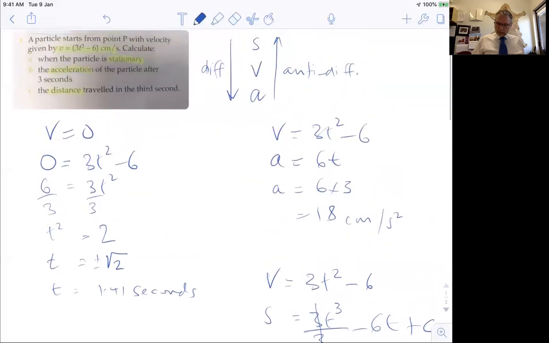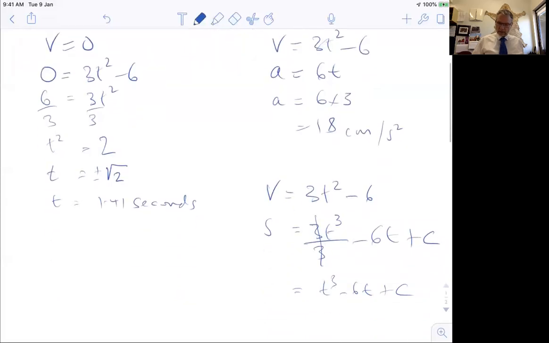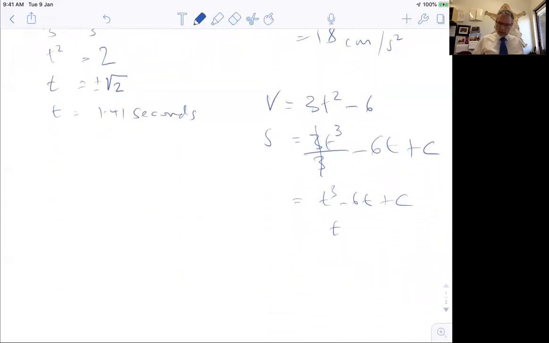So what I want is some information in regard to the distance and the time of the particle at a particular point, and all we know is that it starts from point P. So if it starts from point P, it's reasonable to assume that time is equal to 0 and that the displacement is equal to 0. Therefore, c is equal to 0, and we've got S is equal to t cubed minus 6t, and we don't have to write plus 0.